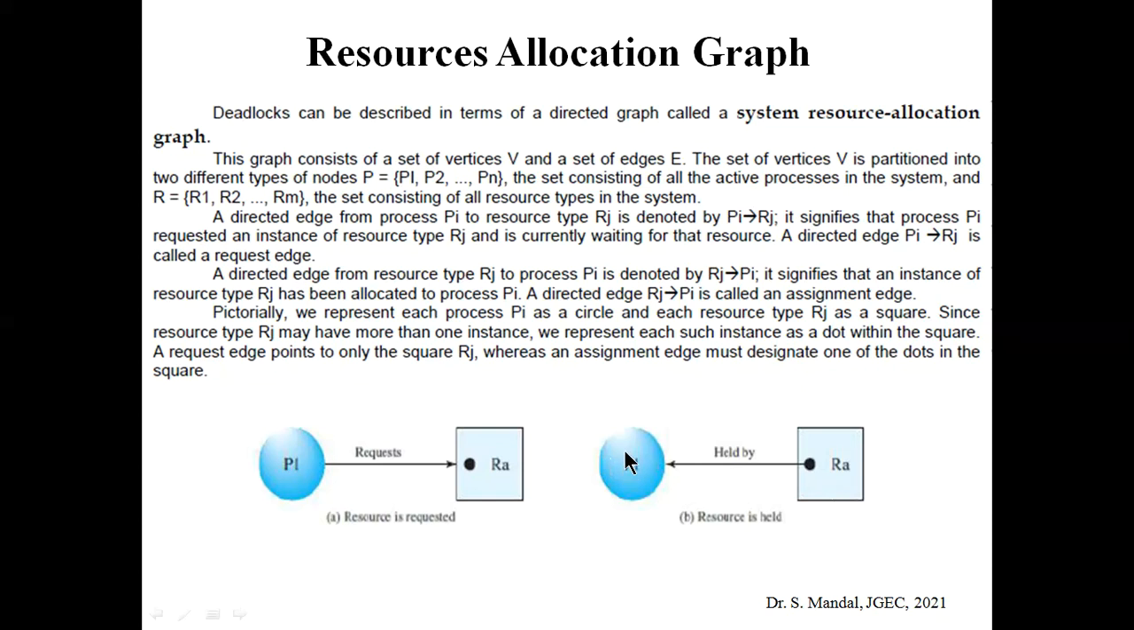Okay, and it is quite possible that the respective resource can be used more than one time. In that case, we represent such a case with a dot. Since resource type Rj may have more than one instance, we represent each such instance as a dot within the rectangle. You can see that this one is a dot, that means it denotes one instance. That means here Ra resource can be allocated for only one time.